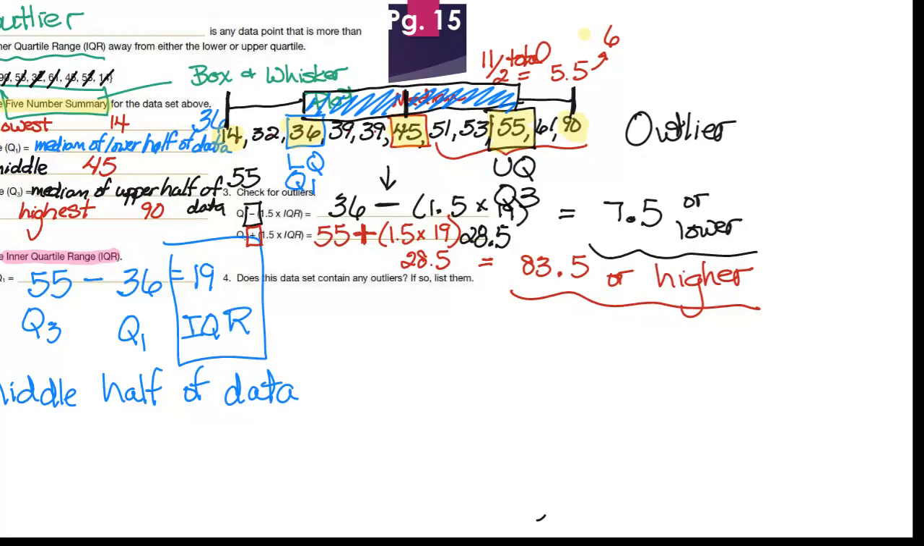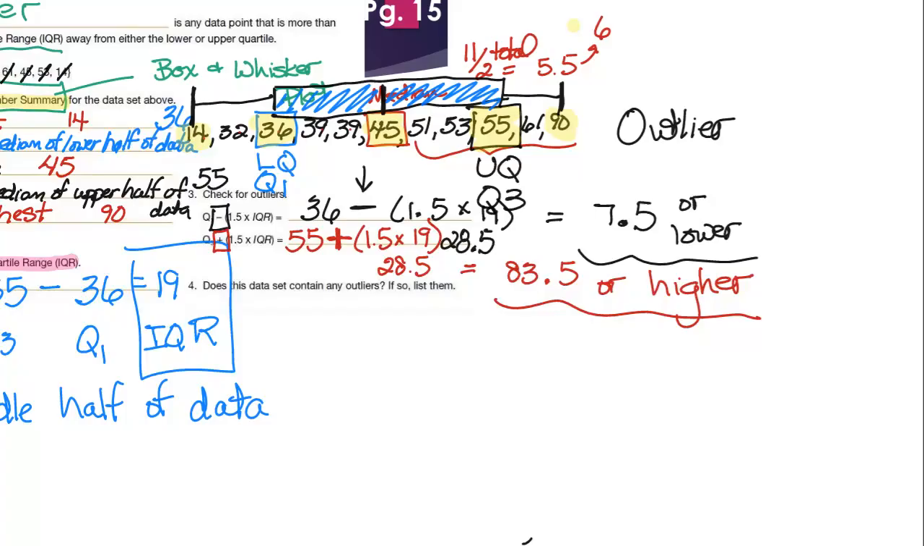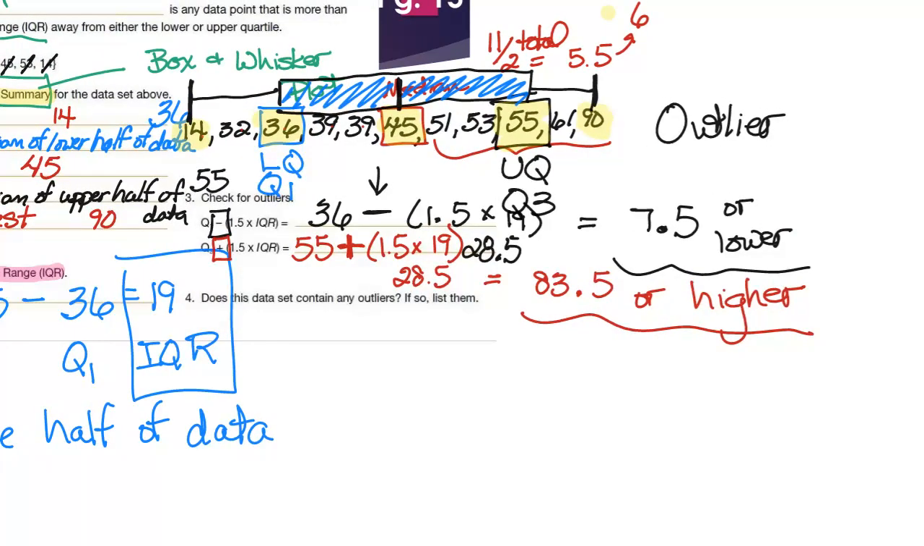So the big question is, do we have any outliers in this set of data? Do we have any number that is 7.5 or lower? Do we have any number that is 83.5 or higher? Yes, we have the number 90. 90 is higher than 83.5, so technically 90 is an outlier.